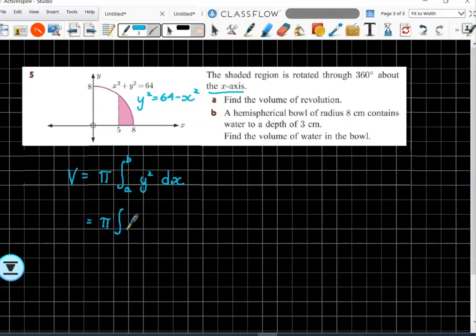Do you have to square it? Follow the formula. It's saying y squared. Have we got y squared? So that is your y squared. So that will just be 64 take x squared. And what are we going to integrate between?